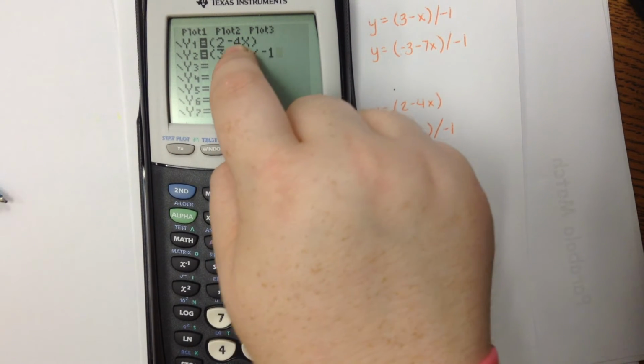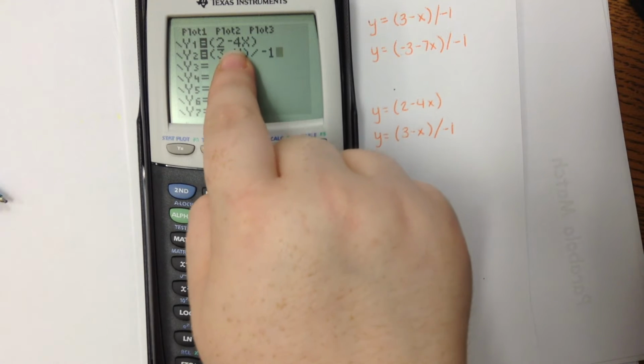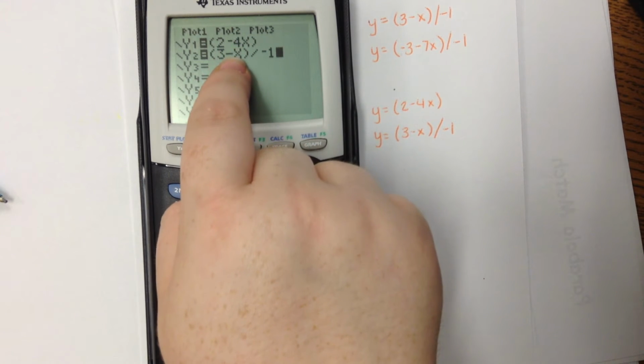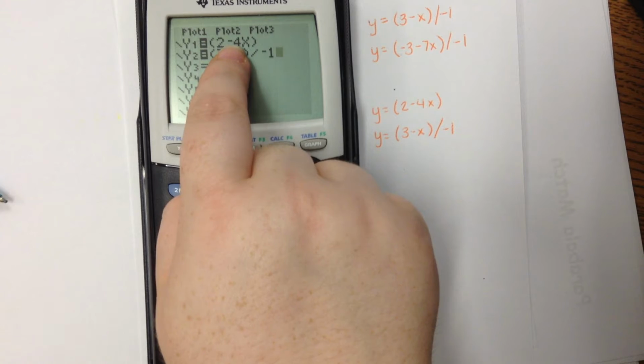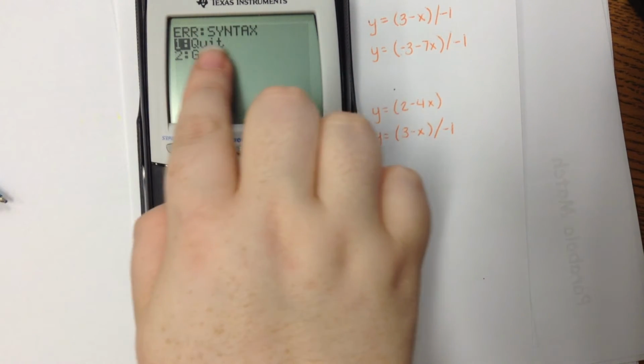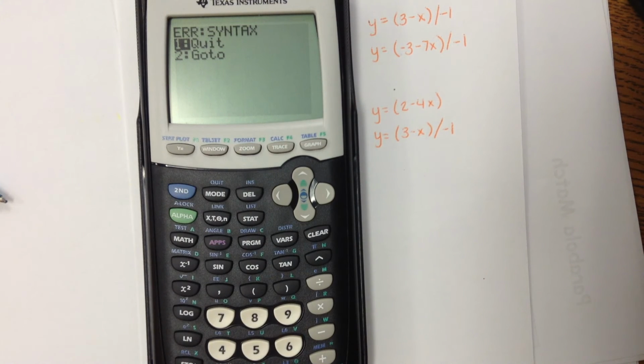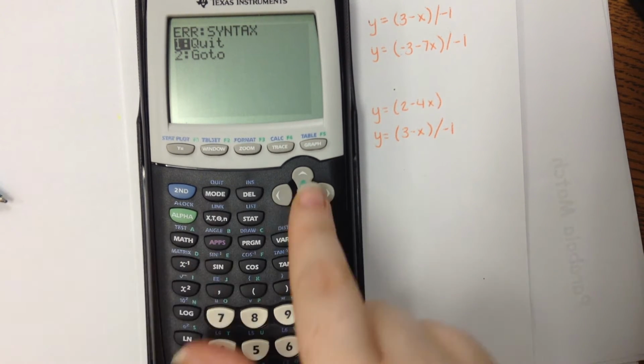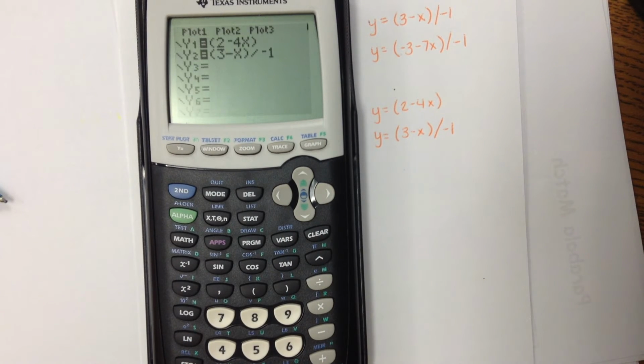Do you notice the difference between the two signs right here? See how this one is slightly smaller than this one? This one is a negative, not a minus sign. When I press graph, it goes to error syntax. That generally means that your minuses and negatives are mixed up. So if I go to, it actually is saying which one is wrong. That should have been a minus sign instead of a negative.